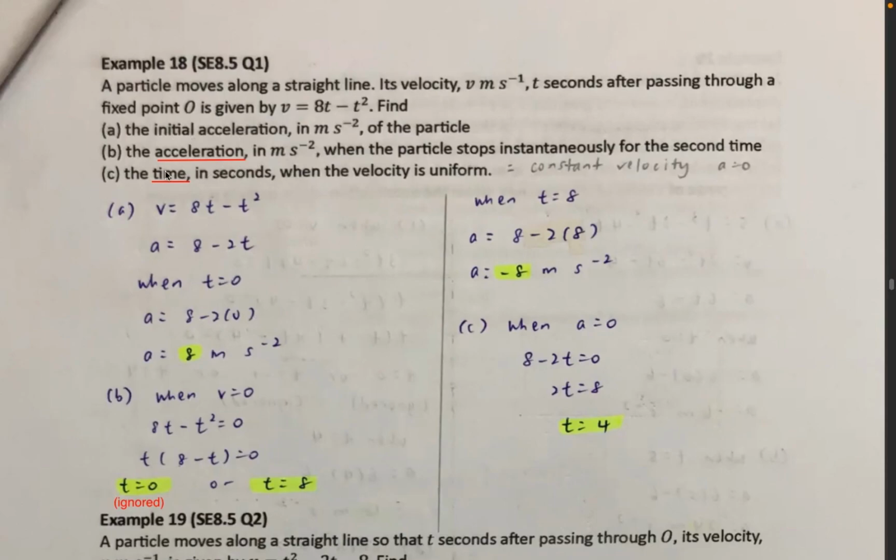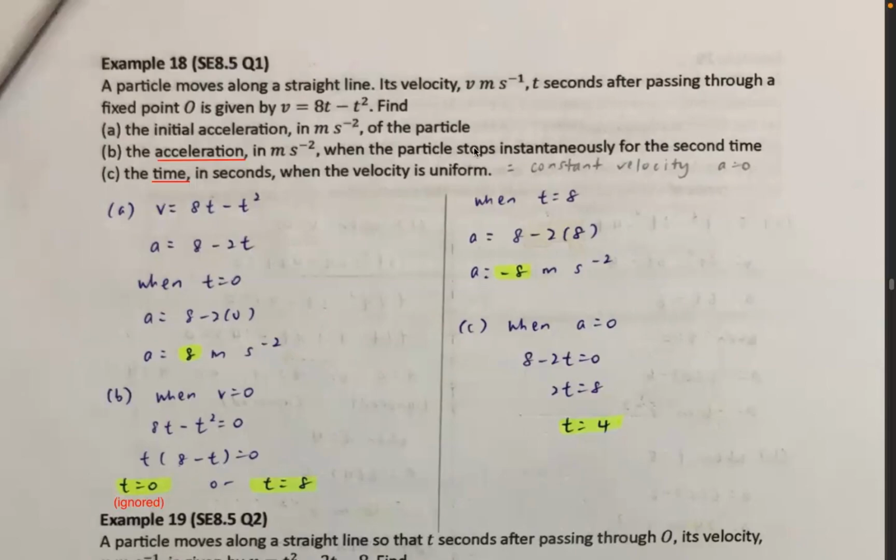Next one, B. Find the acceleration when the particle stops instantaneously for the second time. When the particle stops means v equals to 0. So we have v equals to 8t minus t squared. So we let 8t minus t squared equals to 0. Both terms also consist of t. So I do factorization, take out the t. Then we have 8 minus t inside. So we have two answers for t.